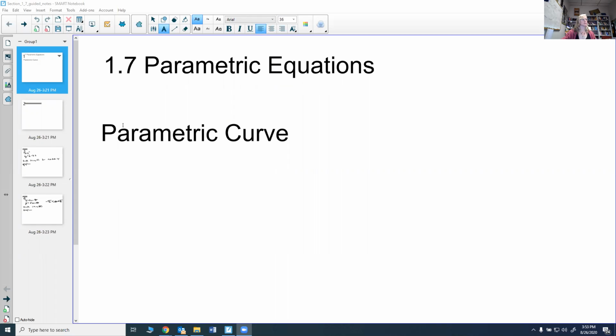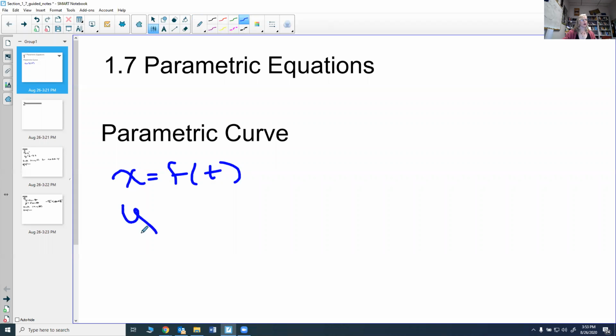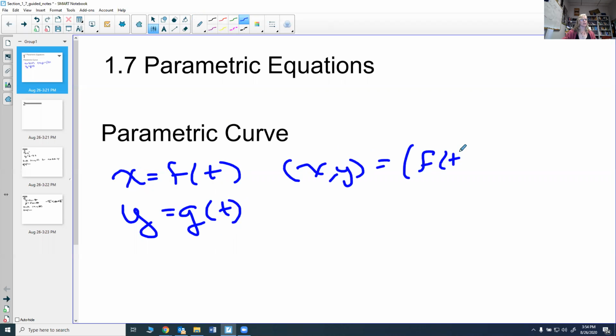So as an example, which would create a parametric curve, is that you have x, which is a function of some variable, we'll call it t in this case. And then you have y, which is also a different function of t. And so x and y is actually f of t and g of t. That's actually the point.